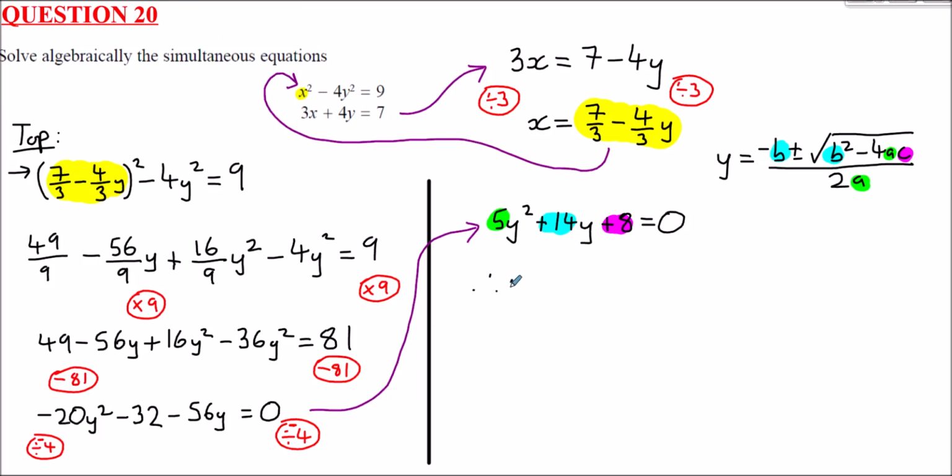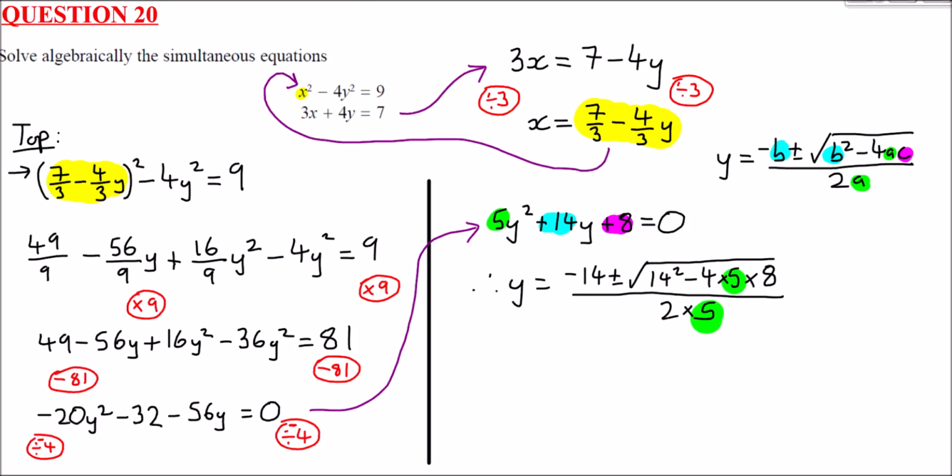So therefore y equals minus b, that's minus 14, plus or minus the square root of b squared, that's 14 squared, minus 4 times a, which is 5, times c, which is 8. All of that divided by 2 lots of a, which means 2 lots of 5. And again, just to colour code it if you want to understand where the numbers are coming from, but hopefully you can see this. And then obviously the b was 14.